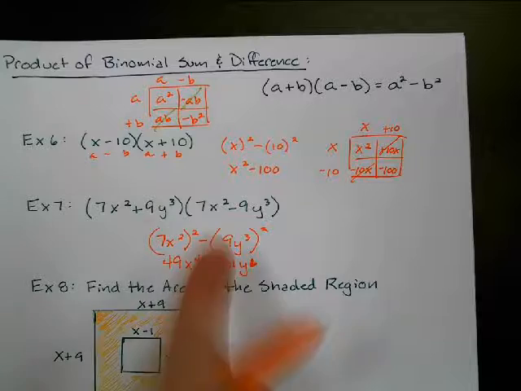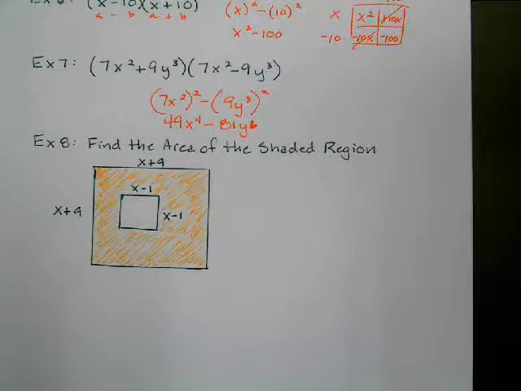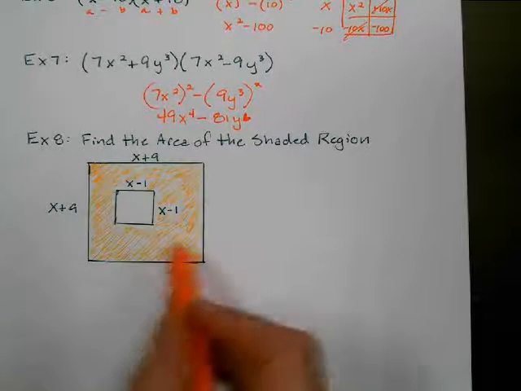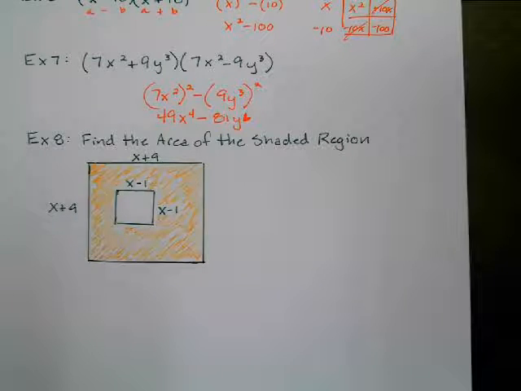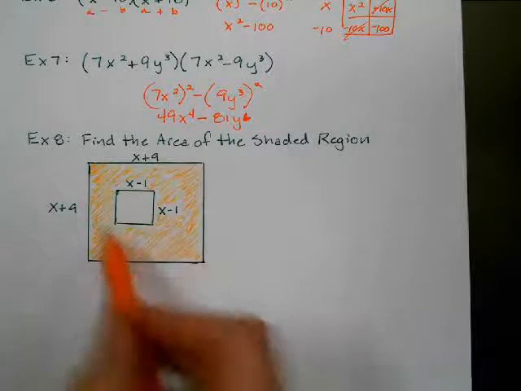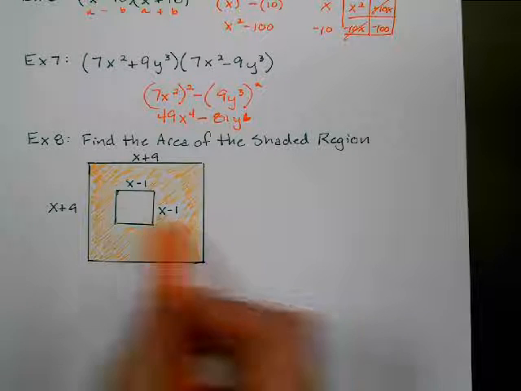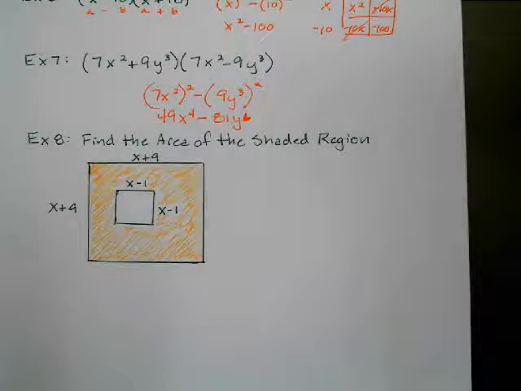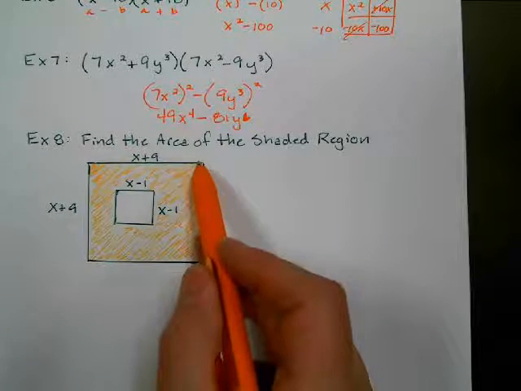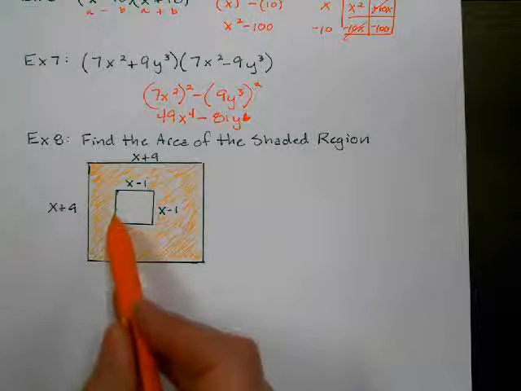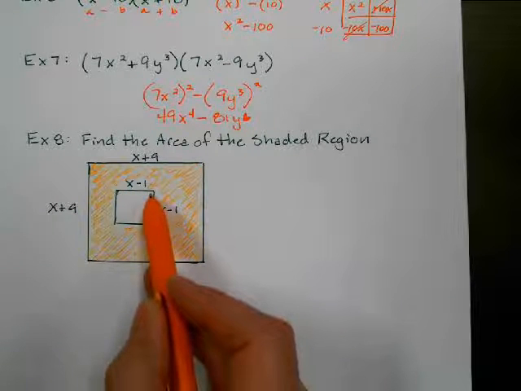All right, next one. We're going to find the area of the shaded region. So this shaded region is this yellow one here. This looks like a square since it's x plus 9 and x plus 9. So how are we going to find the area of just the yellow section when this section looks like it's been cut out? It looks like if we take the area of the entire shape and then subtract this little area right here, that should be the area of the shaded region.